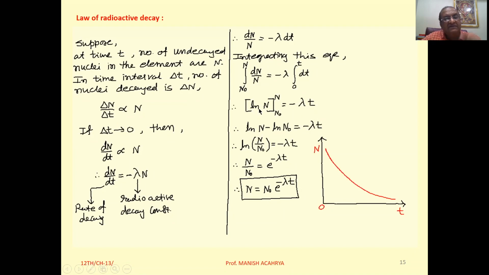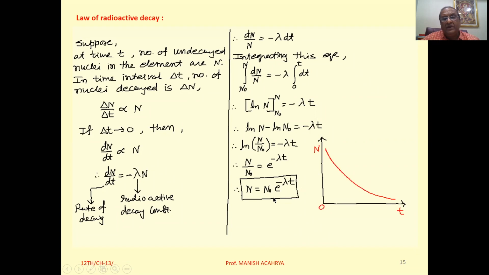Now on the left hand side, if we substitute the limits, first N equal to N, the upper limit, then minus N equal to N0, the lower limit. So we can write ln N minus ln N0 equals minus lambda into t. So ln N upon N0 equals minus lambda t. Therefore N upon N0 is e raised to minus lambda t. So N equals N0 e raised to minus lambda t, and this is called the law of radioactive decay.